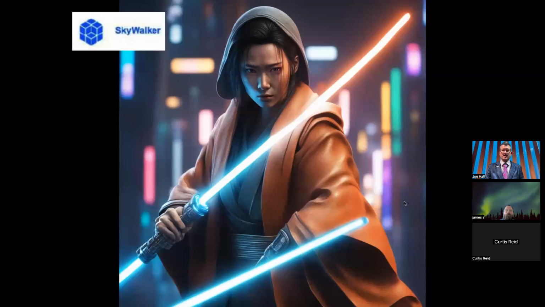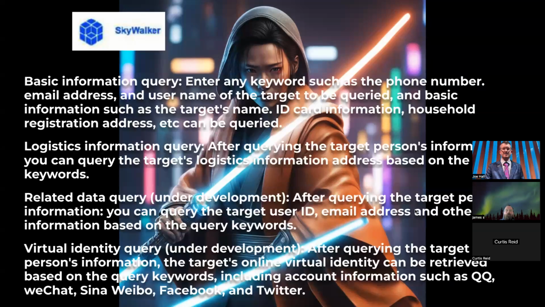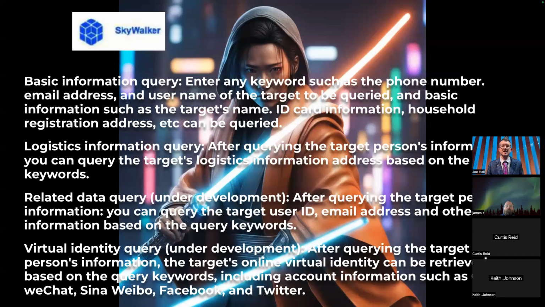It's a giant network. Skywalker is one of their tools that's really concerning. It is able to take threat data, basic information queries, where you can run a query inside of that system with a phone number, an email address, username, target to be queried. It will spill out basic household information, everything about their social media profiles and identity. This is a stalker's best dream.